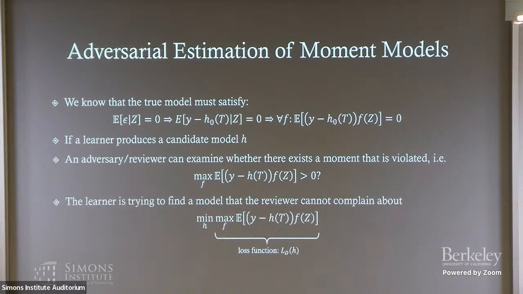And then the learner is trying to find a model that the reviewer cannot complain about. So it's trying to minimize over hypotheses this maximum moment violation. Okay, and this maximum is implicitly our loss function.